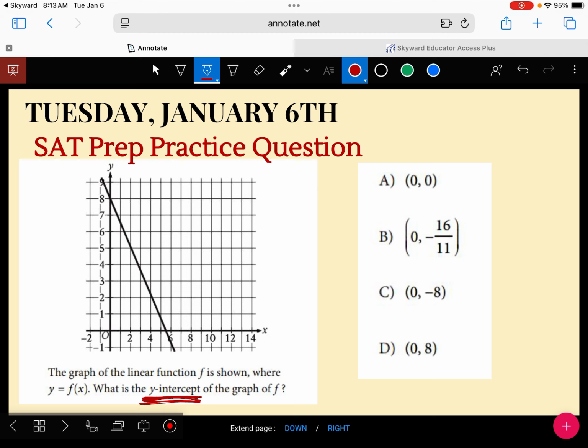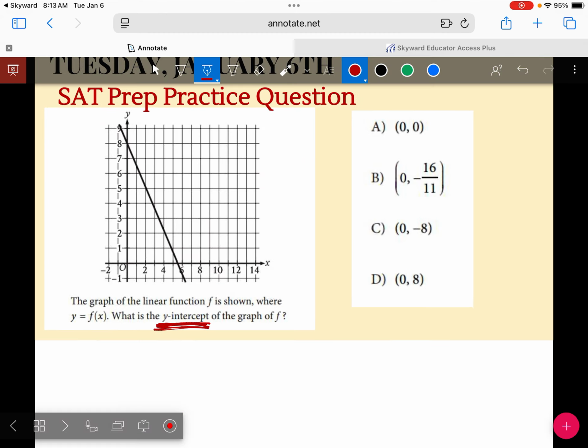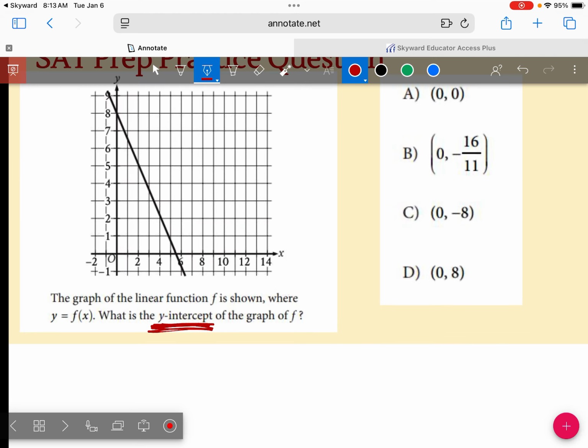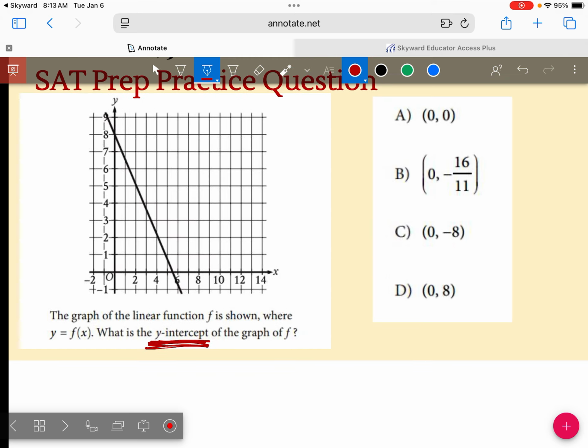You always want to identify the question, and you can't see that, can you? Let me pull it up. You always want to identify the question. And the question that we're answering is, what is the y-intercept? So I'm going to put two dots. I'm going to put one here, and I'm going to put one here.